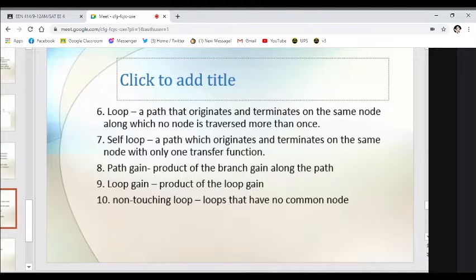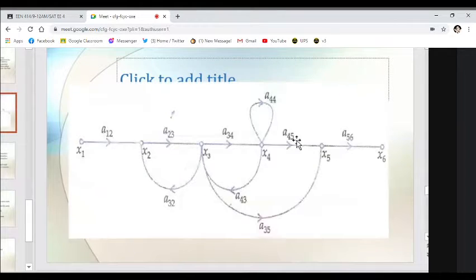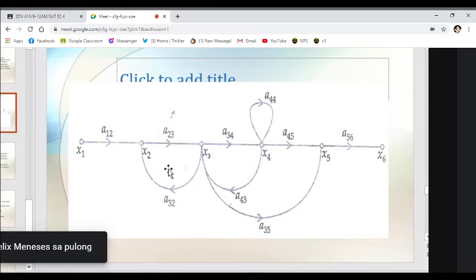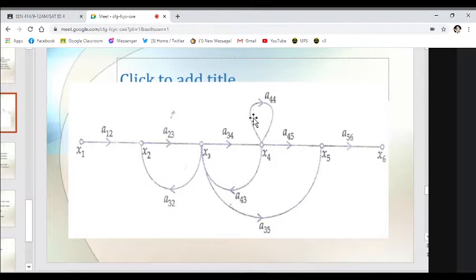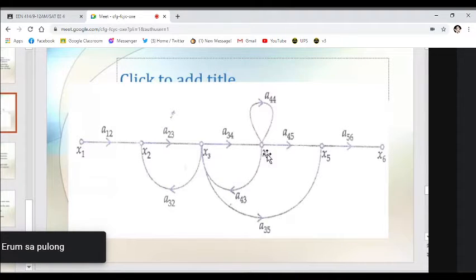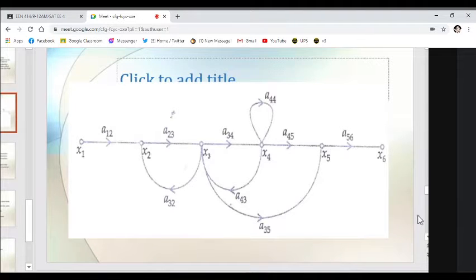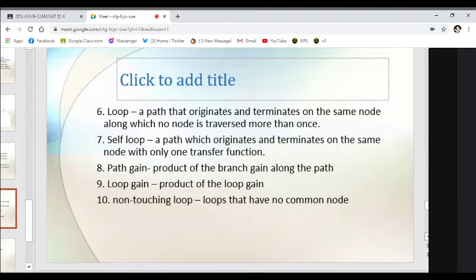Next, non-touching loop. We will need this later. Which do you think are the non-touching loops here? Only two. This loop and that loop touch each other at X3. They share the same node, so they are not classified as non-touching. A23 and A32 together with A44 are classified as non-touching, since they share no node. A34 and A43 with A44 are touching, because they share X4. So those are the definitions for signal flow graphs.